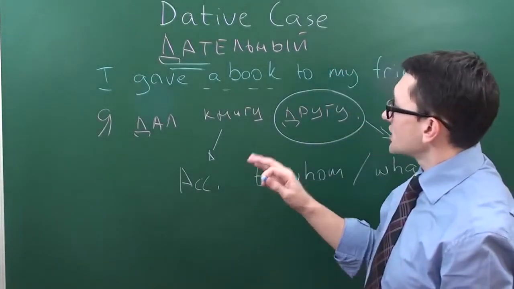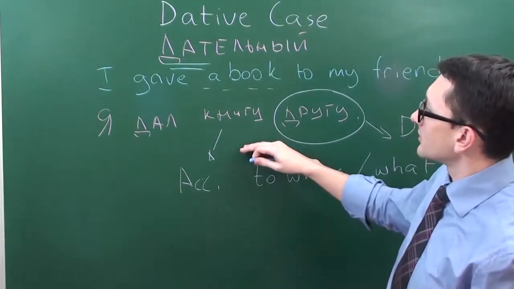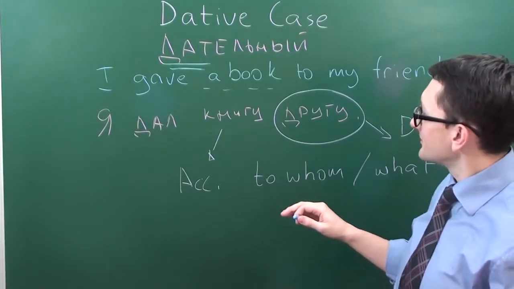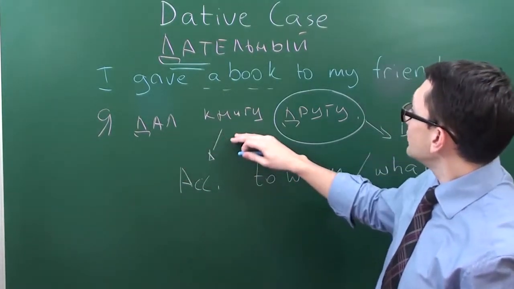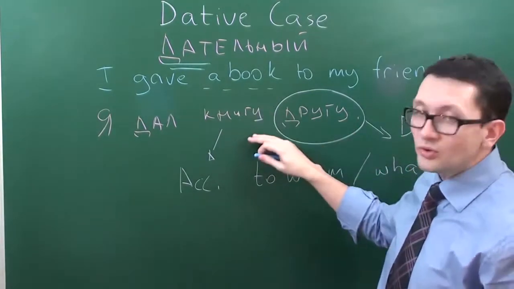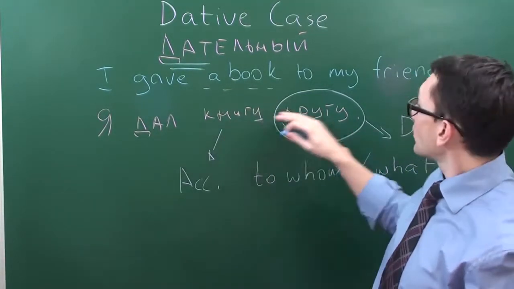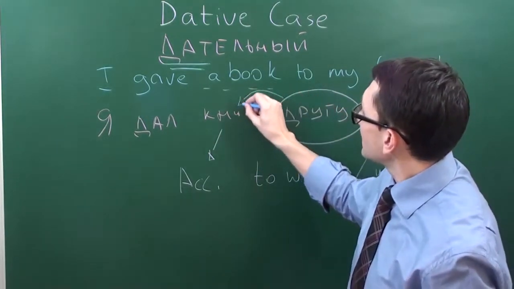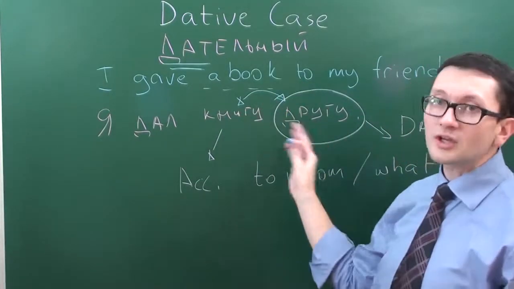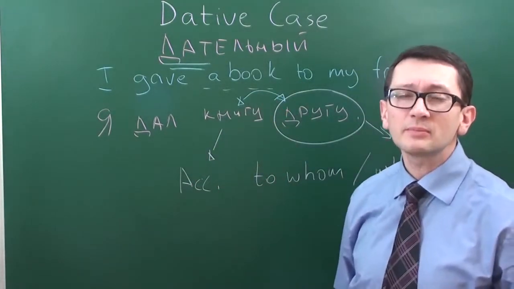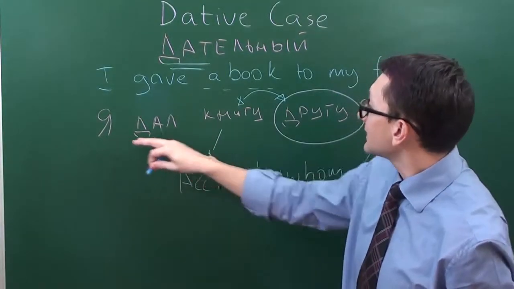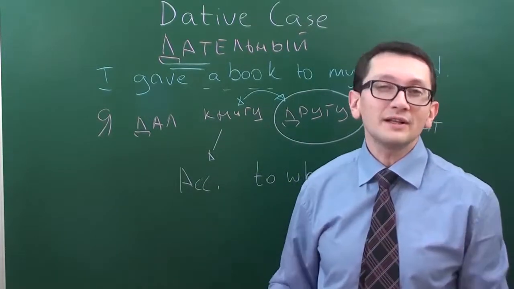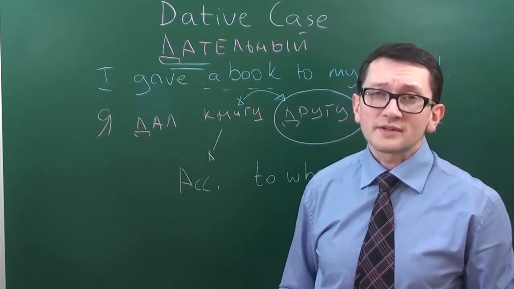And I just want to say that in this example we have seen how the dative case is used with the accusative. Я дал книгу другу. Книгу, this is the accusative, together with the dative. Both these parts of speech can be swapped, their places exchanged. So we could say я дал другу книгу, я дал книгу другу. It doesn't really change the meaning of the sentence.